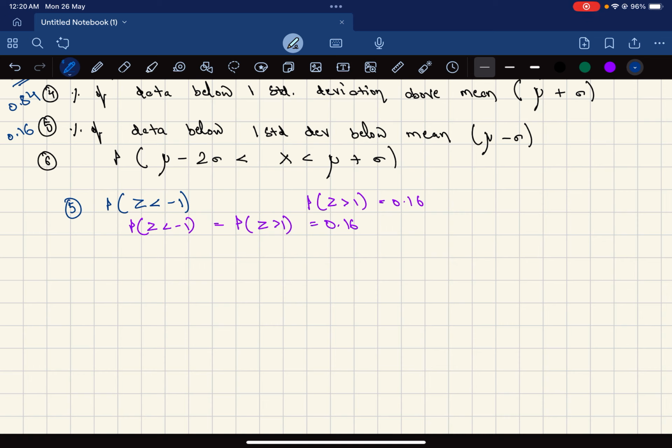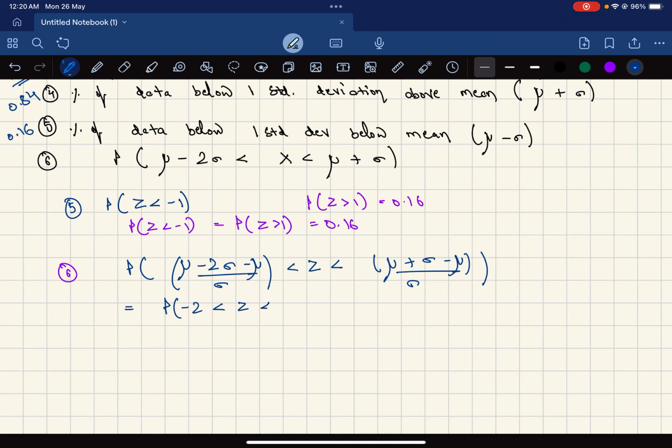Next, we have to calculate the probability that the normal random variable lies between mu minus 2 sigma and mu plus sigma. If we convert these variables into z scores, we get P((mu - 2 sigma - mu)/sigma < Z < (mu + sigma - mu)/sigma), and we get P(-2 < Z < 1), which is P(Z < 1) - P(Z < -2).